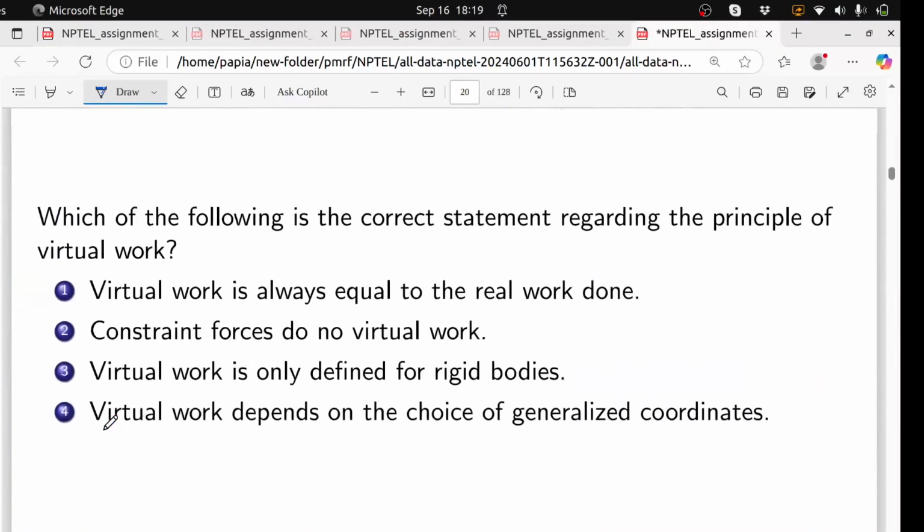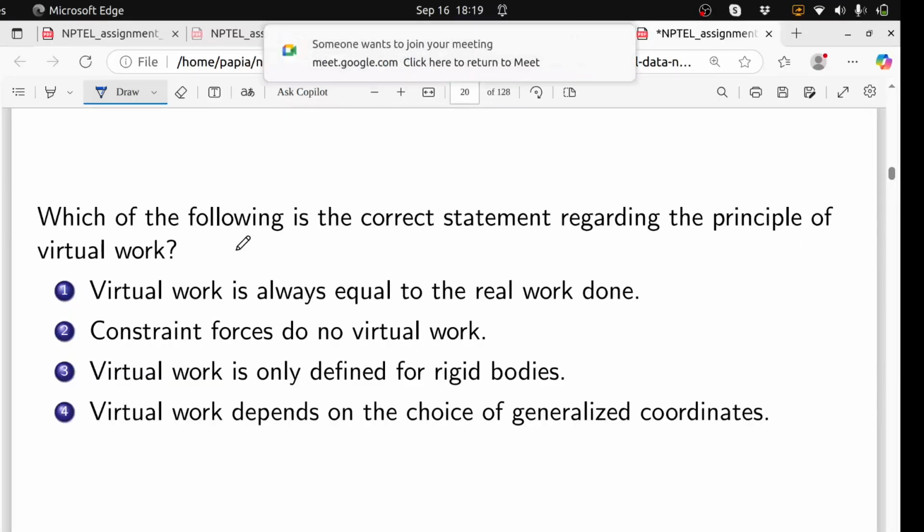Okay. So question number 5. Which of the following is the correct statement regarding the principle of virtual work? Okay. So what is basically the principle of virtual work that we have to do?